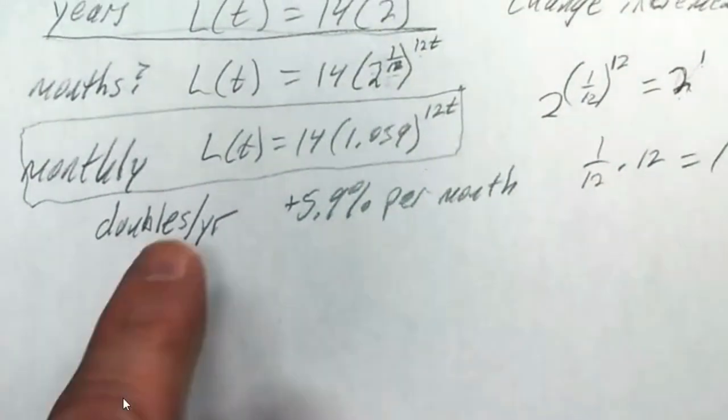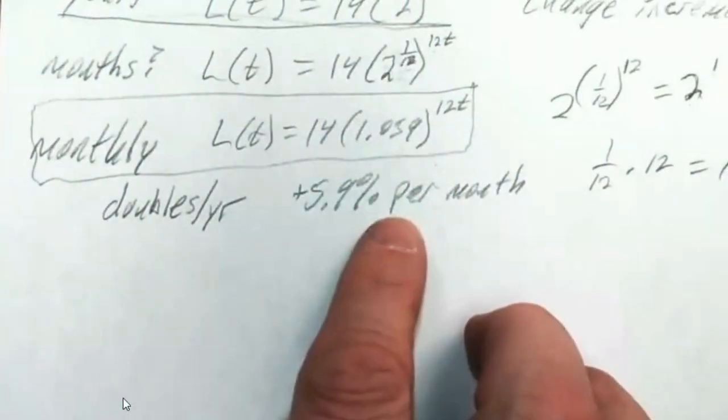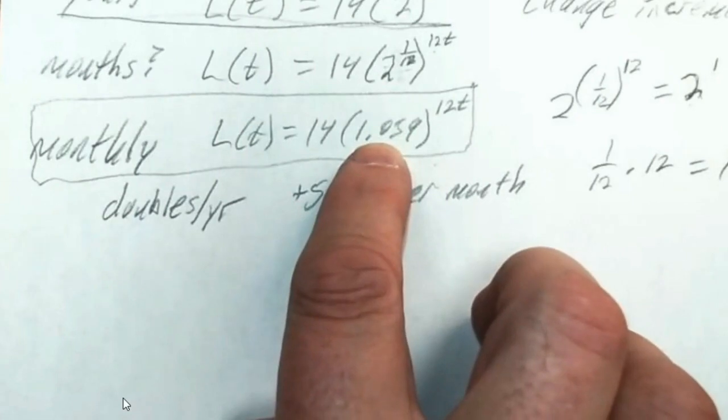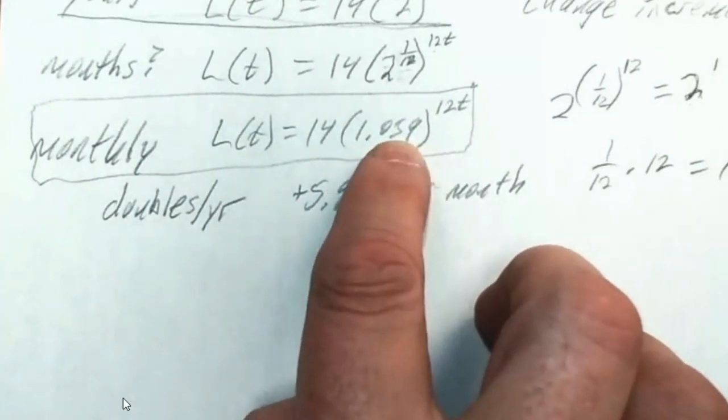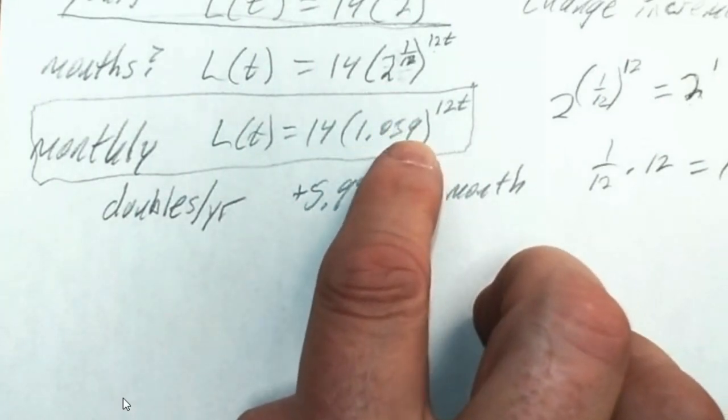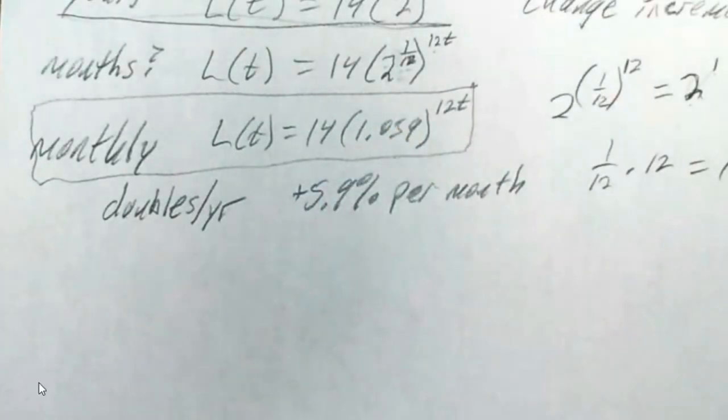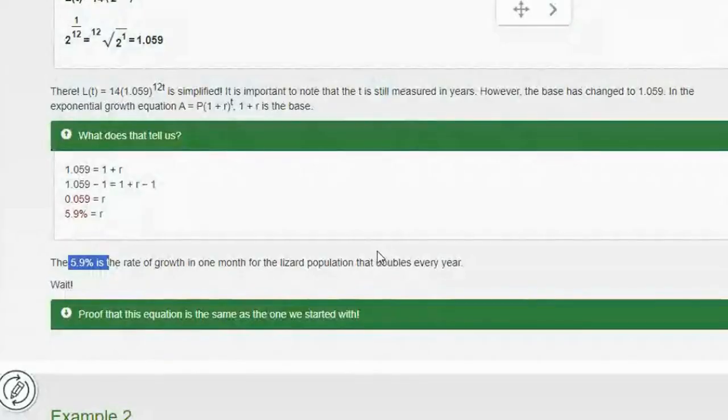Well, it doubles in a year. It told us at the start. So what is that per month? Well, since this is larger than 1, this is growth, and it's 5.9%. 0.59 as a percent. So that's what it wants us to do.